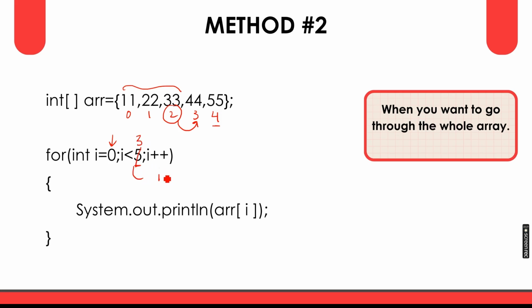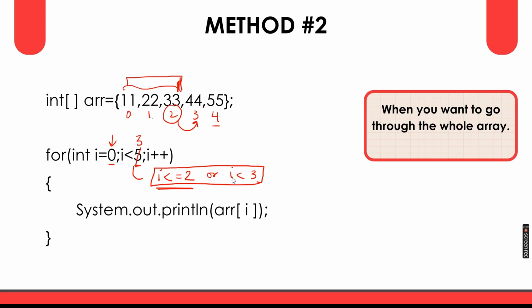Or I can write I is less than or equal to 2. There is no problem. I want to go from 0 to 2, so I'll write I equal to 0, I less than or equal to 2, or I can write I less than 3. They both mean the same. Do not get confused. Basic maths. Start from 0 and go till index 2. So I can make that change here. Instead of 5, I can write 3, or I less than or equal to 2, and my loop will go from 0 to 1 to 2, and only these first 3 elements will be printed on the screen.